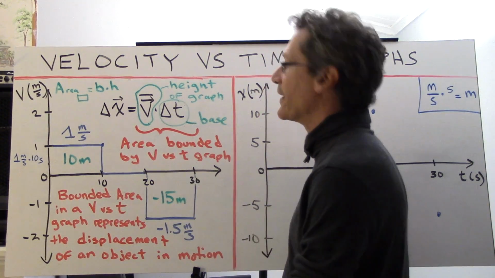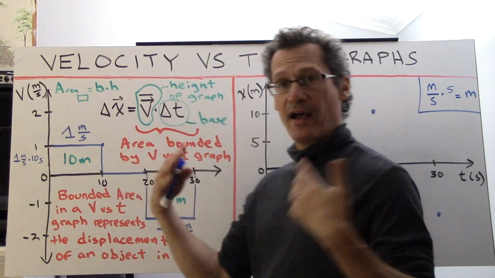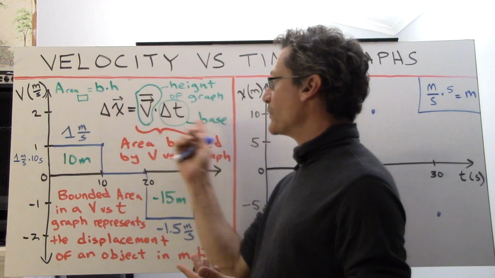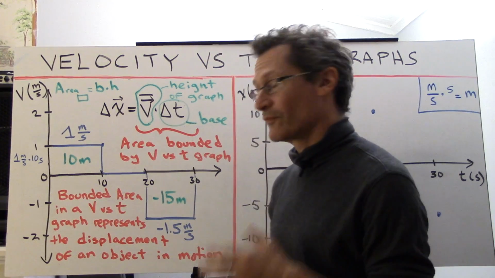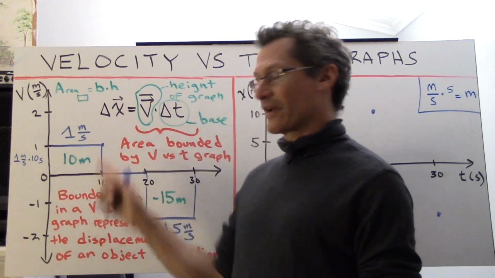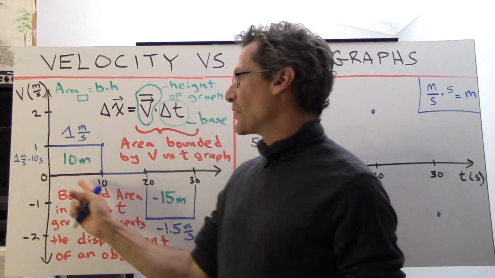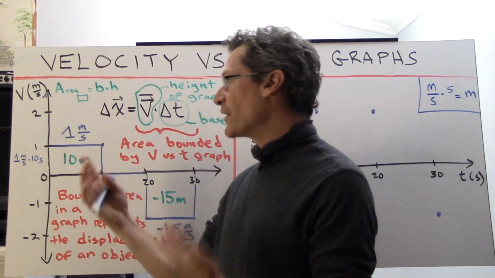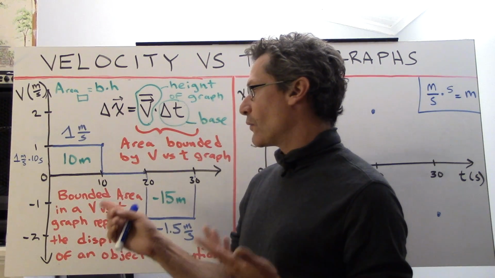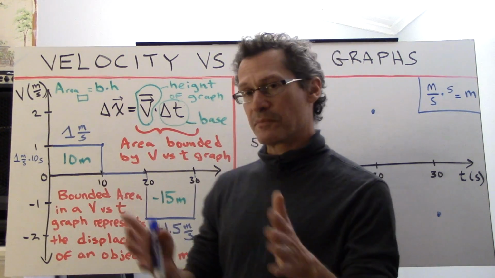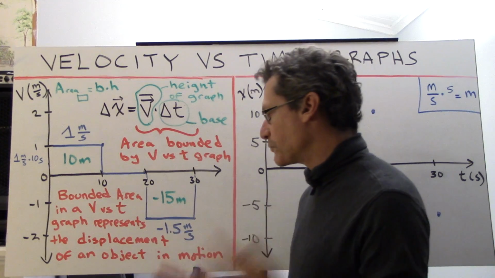So what happens here is that the velocity, which is on the vertical axis, represents the height of this graph, and the base is represented by delta t. And so we noticed that we created a bunch of rectangles before. They are definitely rectangle-ish. So this rectangle over here, if we wanted to find the area of this rectangle, it would be base times height. And so it has meaning. This area, the bounded area in a v versus t graph, represents the displacement of an object in motion.